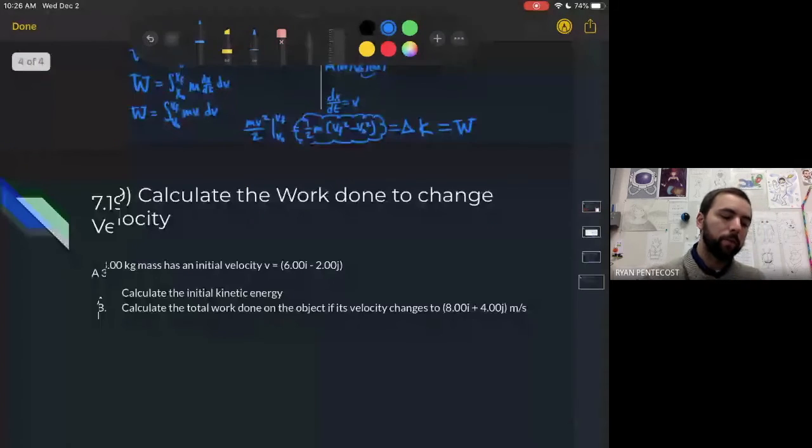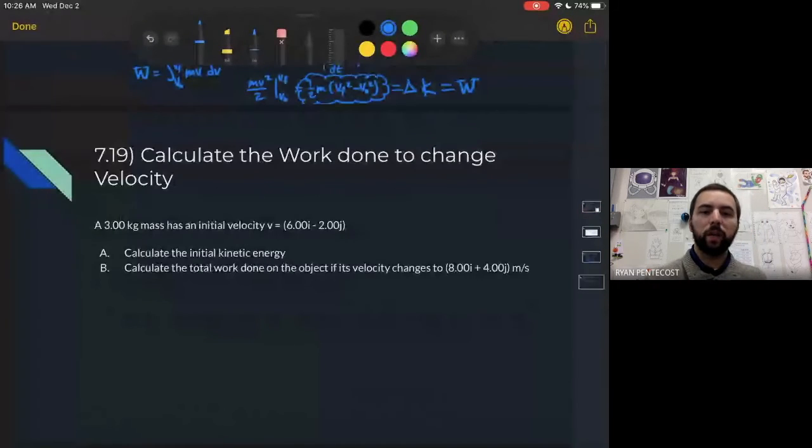We've got an example problem. Calculate the work done to change a specific velocity. So we've got a 3 kilogram mass that has an initial velocity of 6i minus 2j. We will calculate the initial kinetic energy, then calculate the total work done on the object if its velocity changes to 8i plus 4j meters per second. So we want the initial kinetic energy.